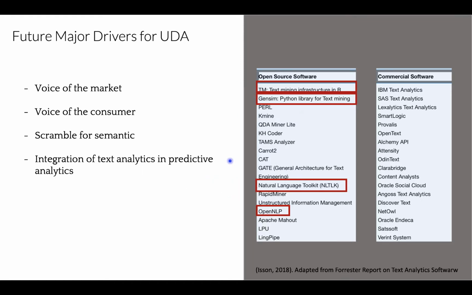We can see 4 major drivers for the future of UDA. First is voice of the market, leveraging the voice of the market to provide product and technology innovative services to the market. Next, voice of the consumer, leveraging the voice of the customer to increase satisfaction and profitability. Semantics, coupling text analytics with business intelligence to create self-learning artificial intelligence. Recognizing images and videos, extracting the concepts and content from them. And finally, integration of text analytics in predictive analysis.